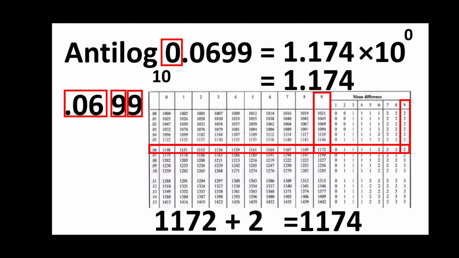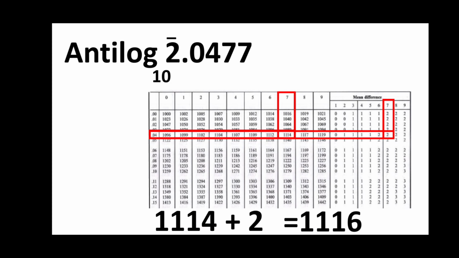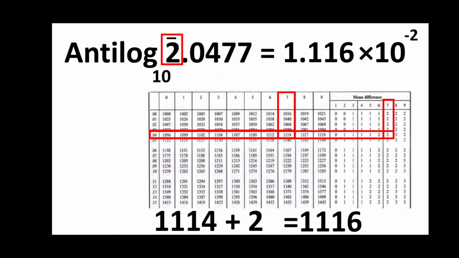Now let's try a different type of question. Here the question is in the bar form, that is antilog of 2 bar 0.0477 with the base 10. Let's solve this one. All the method is the same here, but because it's bar, in this case we have to write a negative sign before the characteristic on the power of 10, which is here 1.116 into 10 to the power minus 2. By multiplying this, we get 0.01116. This is our answer.